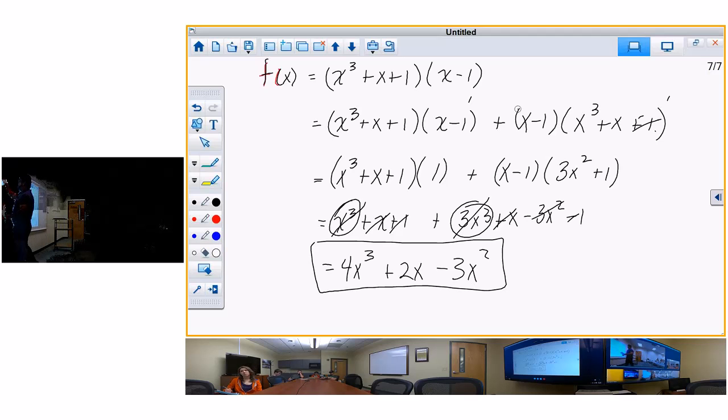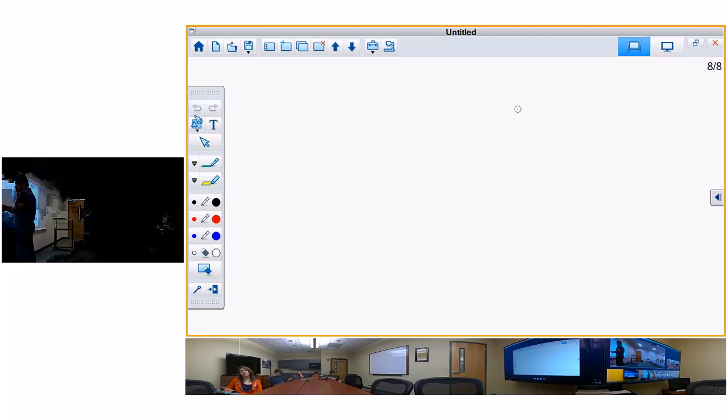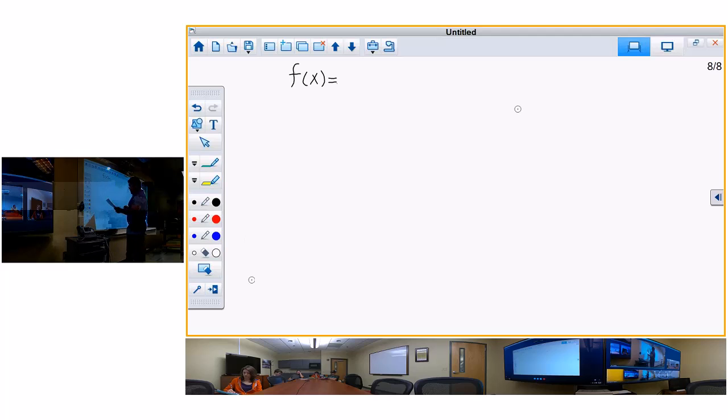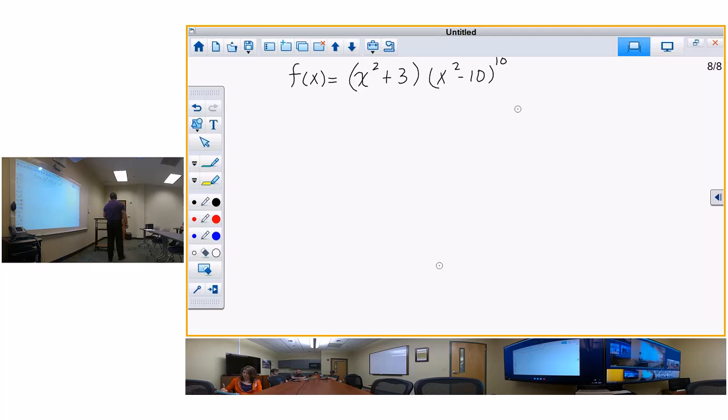Let's do one that's got something mixed in with it. F of x is equal to x squared plus 3 times x squared minus 10 to the 10th power. Now what's the kicker with this one? Can you use algebra? Yes. Do you want to? No. That would be a hell to the no. Not just no, that would be a hell to the no.